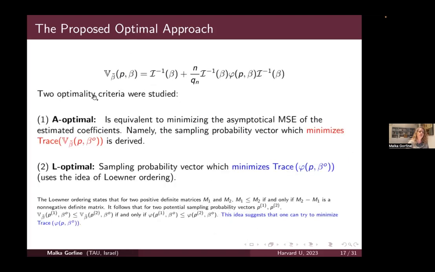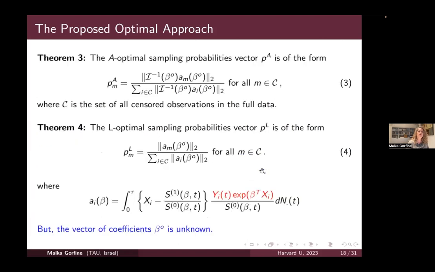Then once we formulate an optimality criteria, we can derive the exact probabilities. So under the A optimal sampling probabilities, the vector of probabilities is defined by this argument for all censored observations, and the L optimality is this expression where you can see that PA, which I said is going to provide a smaller variance, takes into account the covariance matrix of beta hat, but the L optimal criteria is not including this covariance matrix, and this is why PA will take more time, and PL will be faster, but PA would provide a smaller variance.